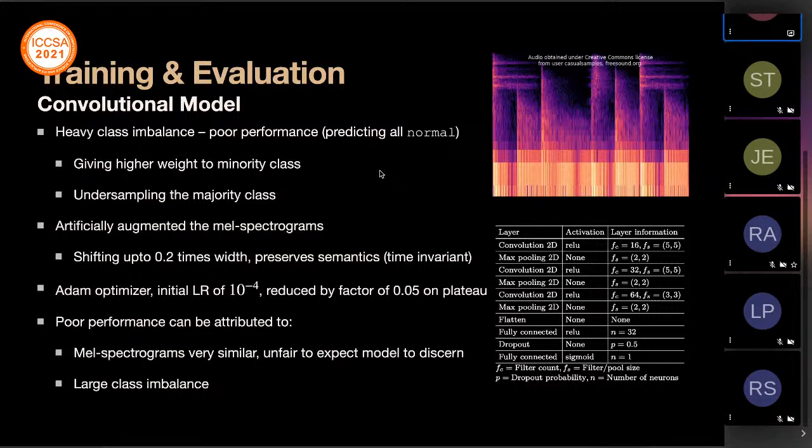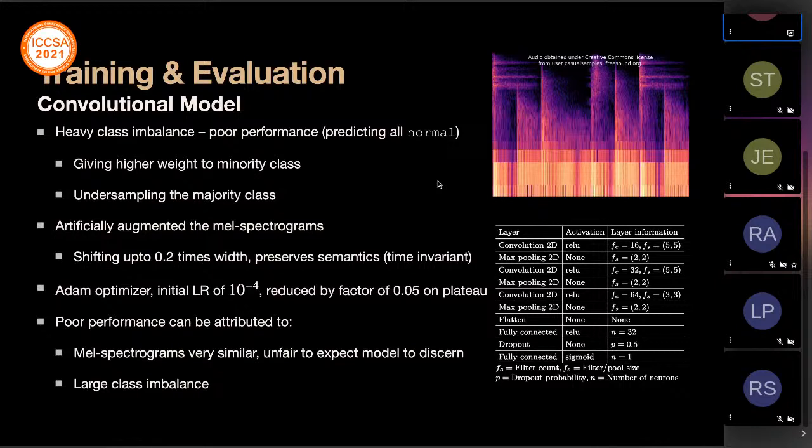And lastly, we also tried artificially augmenting the Mel spectrograms. Suppose this is the Mel spectrogram that we have. We shifted it up to 0.2 times in the width, so basically we shifted it forwards and backwards in time. This is a meaningful transformation because it does not matter at which point in time the signal happens. For instance, you can't perform rotation transformations because then you lose the semantics, as these would no longer mean frequency and time axes. Other normal techniques for augmenting in computer vision tasks, like zooming or cropping, also don't apply.